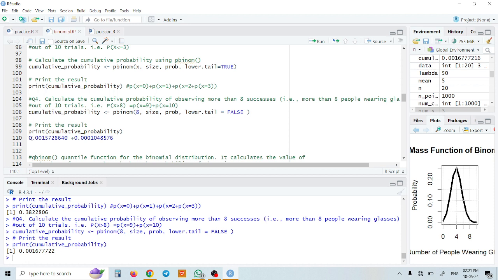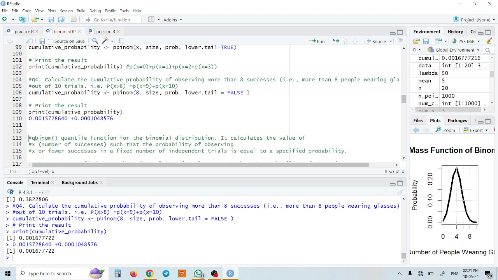So this is the probability of 9 plus. When x is equal to 9 and x is equal to 10, if you add them you will get the same answer, like this. This is how we can do it.